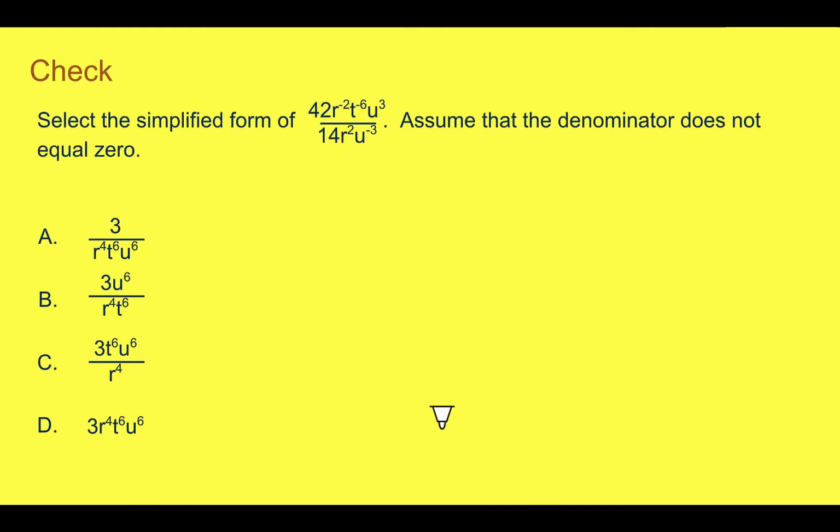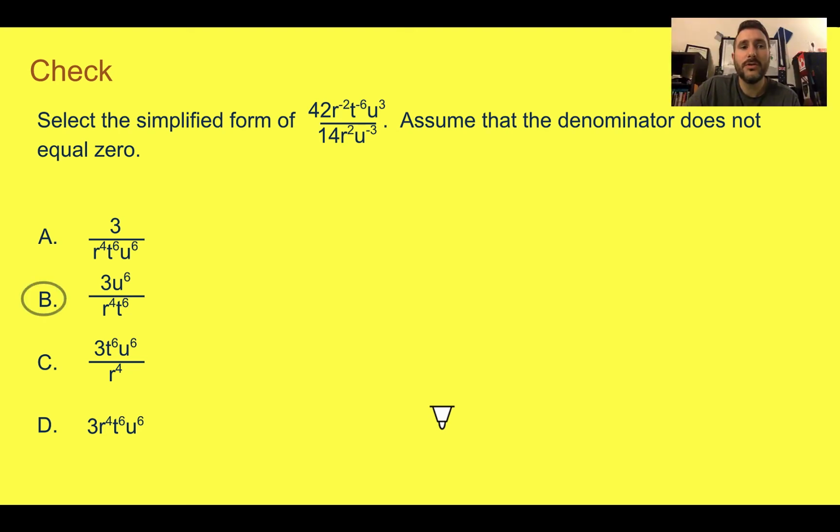Check your understanding. Simplify the expression given and choose the best answer. Pause the video now and complete the check. Check your answer. You should have chosen B. Let's figure out how to get there.